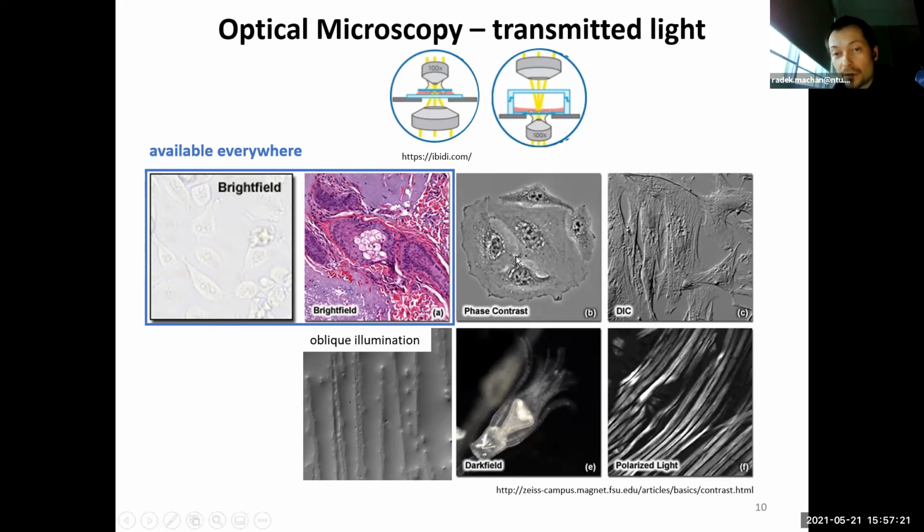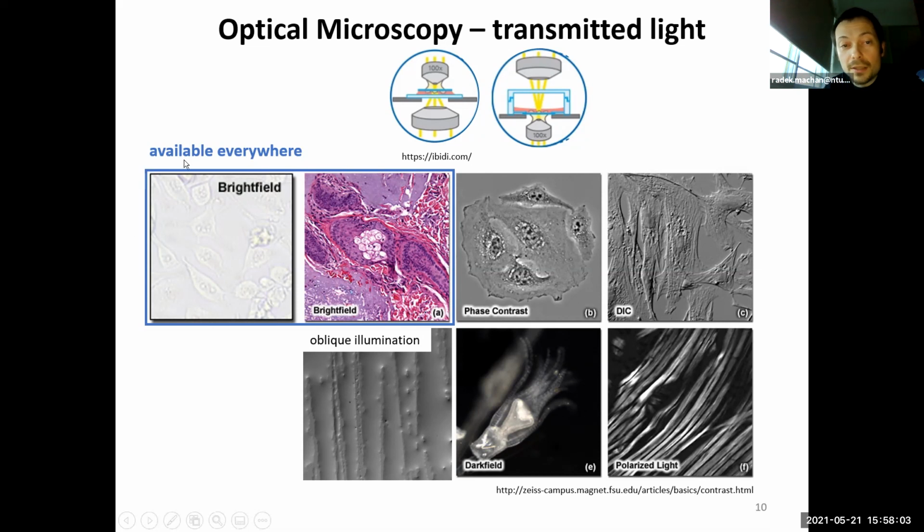And those are based not on the absorption of light by the cells, but more on the differences in the refractive index between the cell and the surrounding medium. So there are techniques like phase contrast, DIC, dark field, which is using scattering of light, oblique illumination, which is sort of poor man's DIC, and polarized light, which especially can help to visualize some oriented macromolecules which depolarize light.